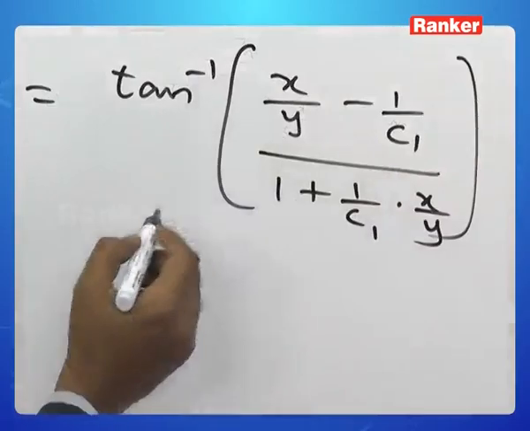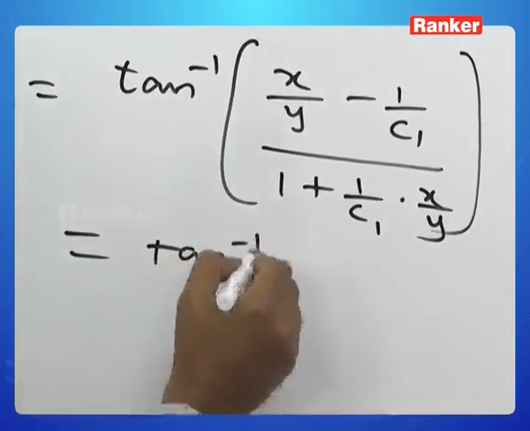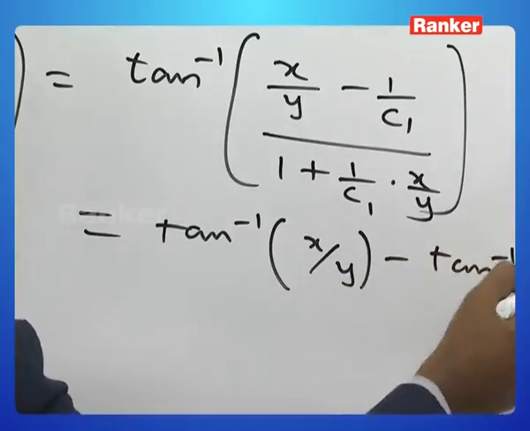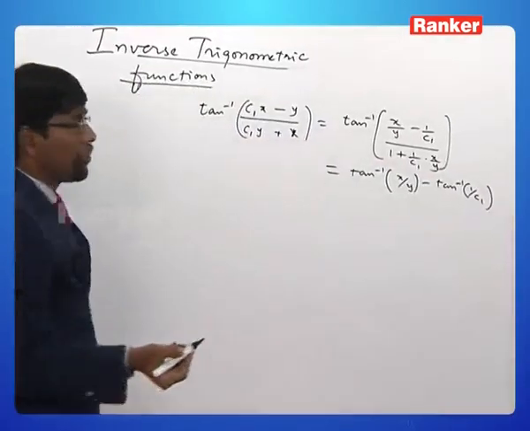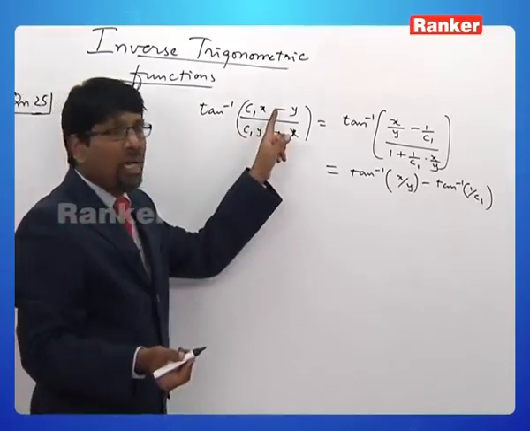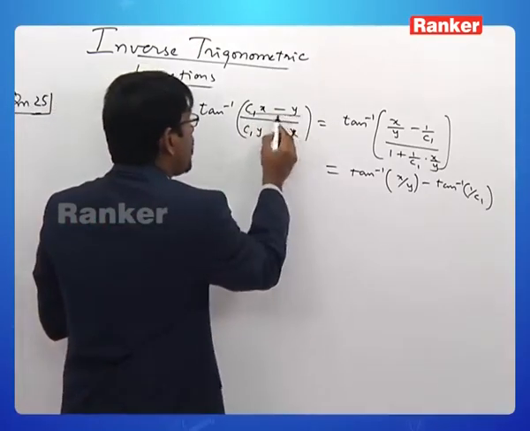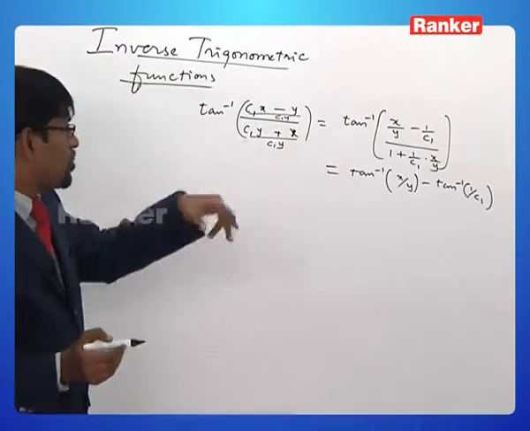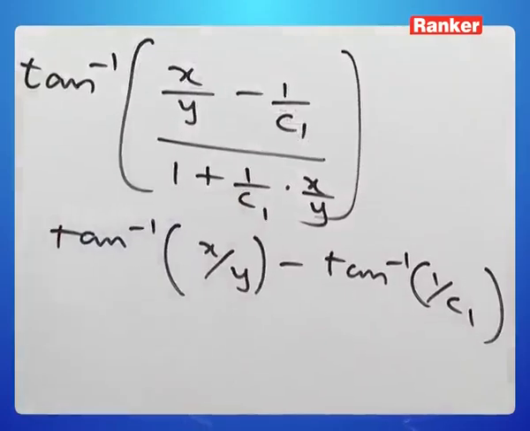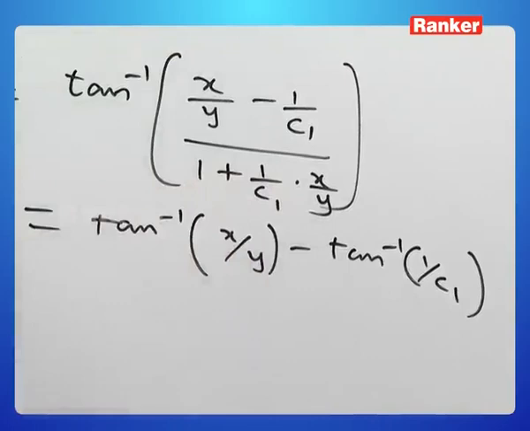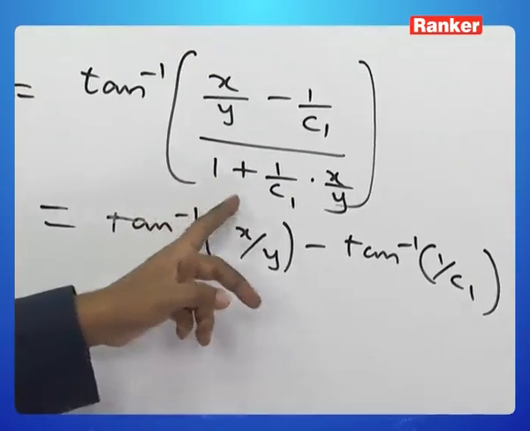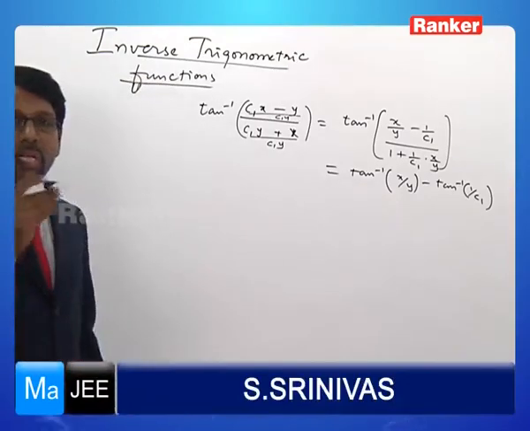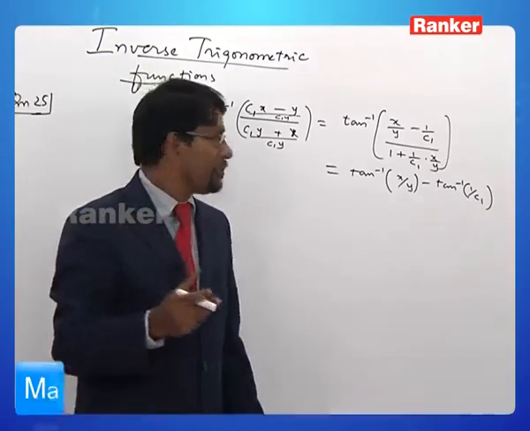Now, this we can write in the form of tan inverse of x by y minus tan inverse of 1 by C1. What did I do here? I divided both the numerator and denominator by C1 into y, and I split it into fractions here. And I now use the formula tan inverse of (x minus y) divided by (1 plus xy) is equal to tan inverse of x minus tan inverse of y. We are trying to bring the series into the telescoping form.